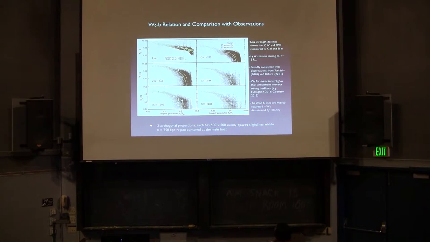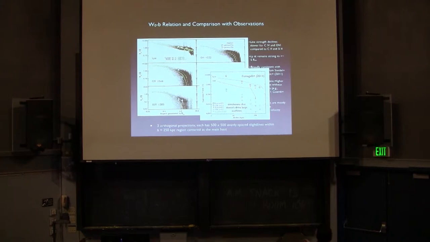Of course, there seems to be a fairly fast drop-off for the low ions, and this is something we still need to look into. On the other hand, simulations without strong driven outflows seem to have some difficulty reproducing this relation for metal ions. For Lyman alpha, it doesn't seem to be a big problem.